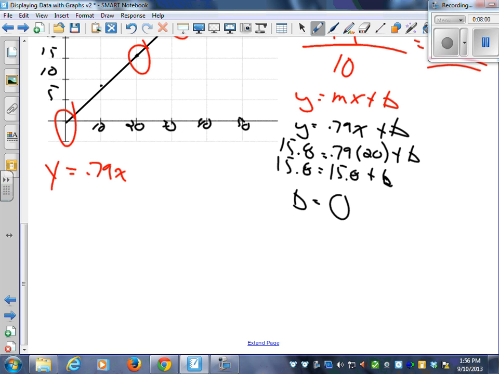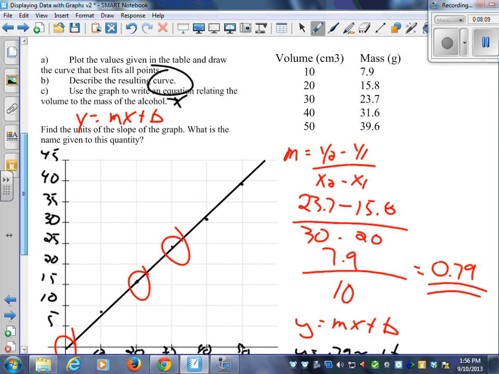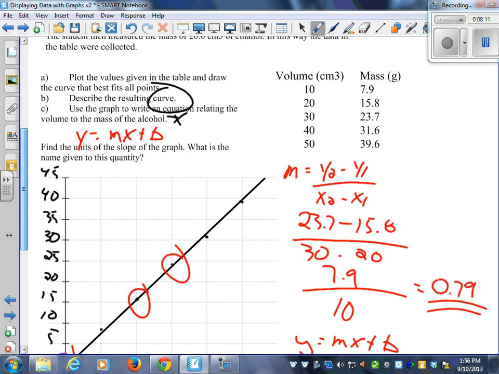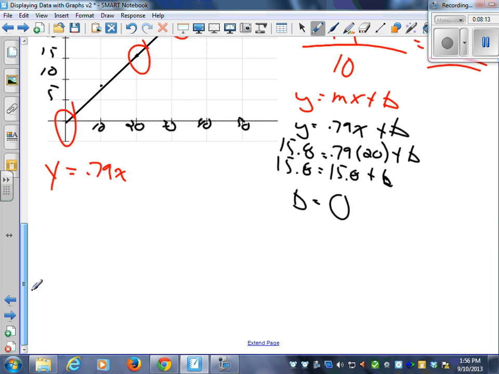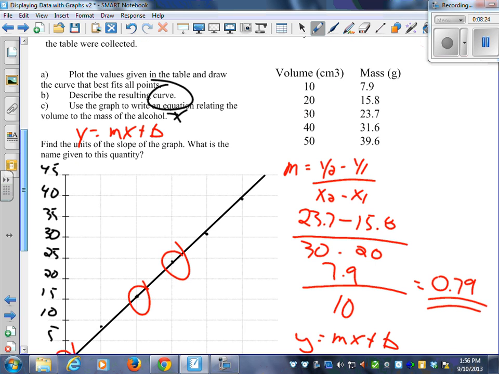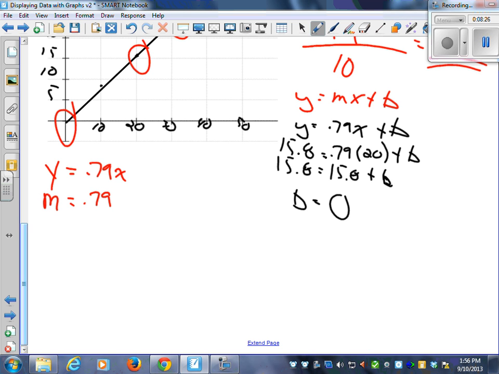Yeah. What is the y quantity here, Keelan? On the graph, y, 15.8. The y quantity is the mass, right? Yeah. So I could write m for mass is equal to 0.79. What's the x? The volume? Yeah. Right. So I could write m equals 0.79v. I could.